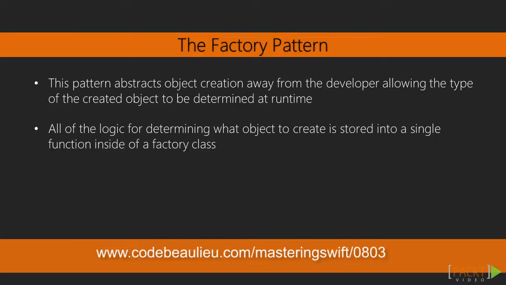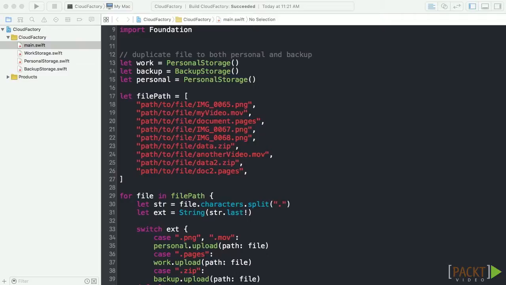We'll begin by opening the starter project for this video, which can be found on this video's resource page. This project is a console application that contains a few simple classes that connect and upload files to different cloud accounts depending on their file types. We've got one account for work-related files, one for personal files, and one for backup files.